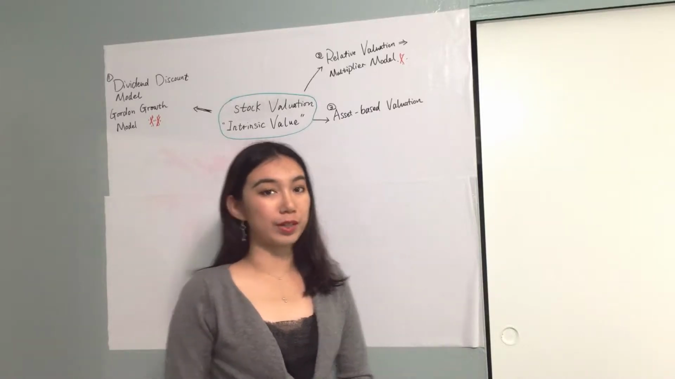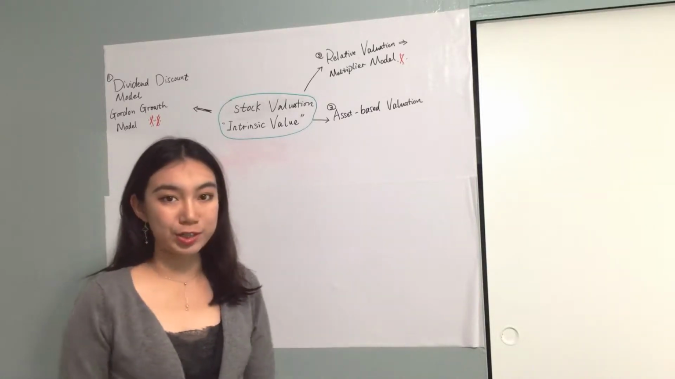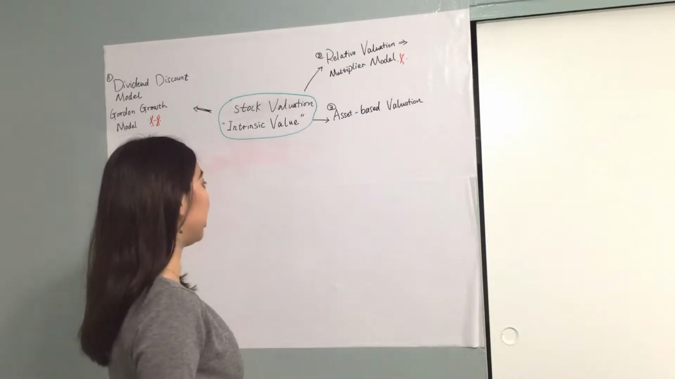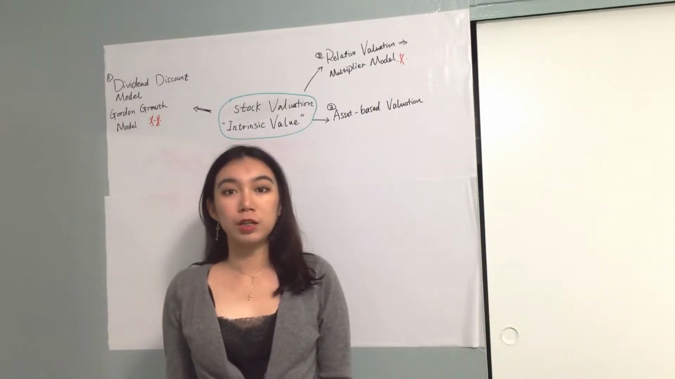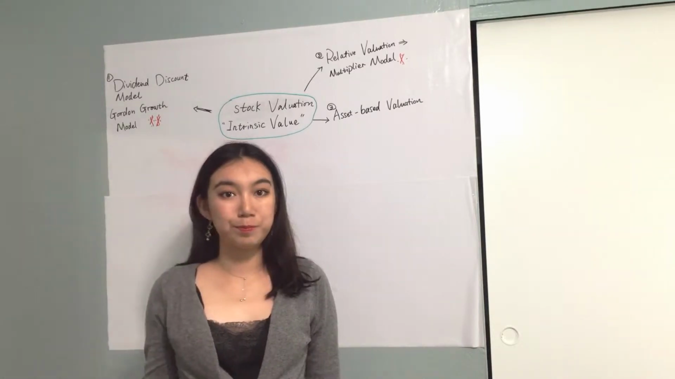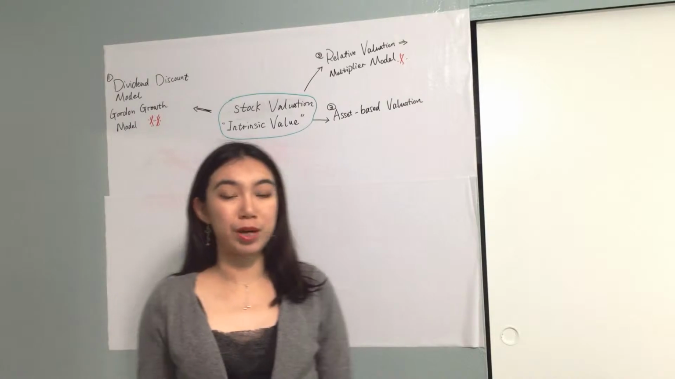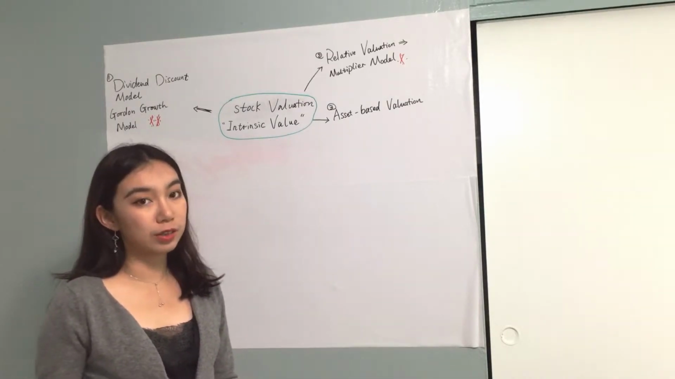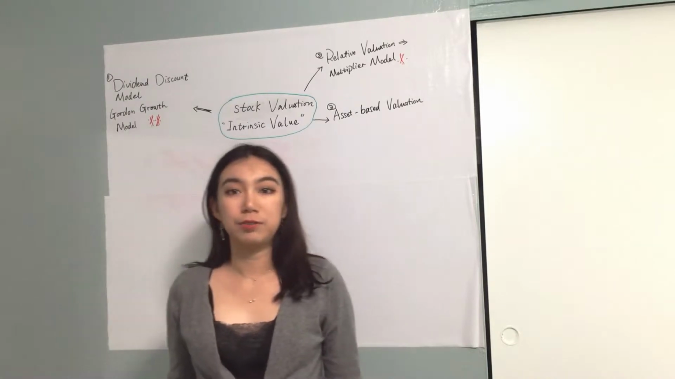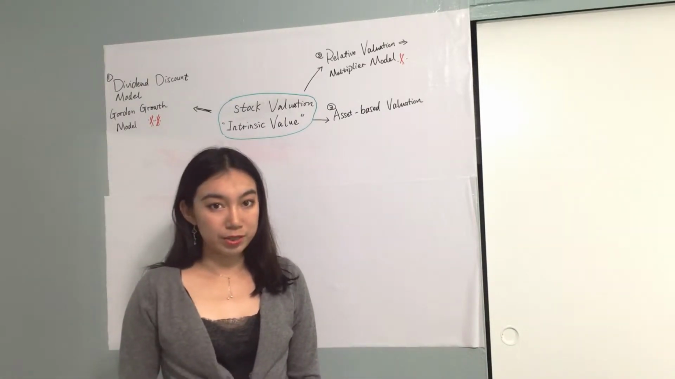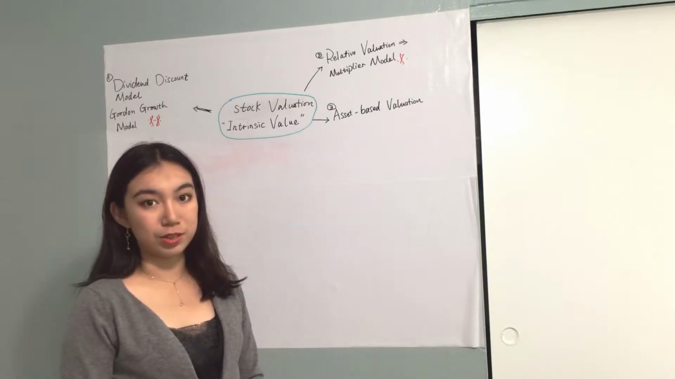Everyone. Today we are going to talk about stock valuation in the equity section. Stock valuation is about calculating the intrinsic value of the stock. Then by comparing the market price of the stock with the intrinsic value, we can find out if the stock price is under or overvalued. Thus, we can make investment decisions.